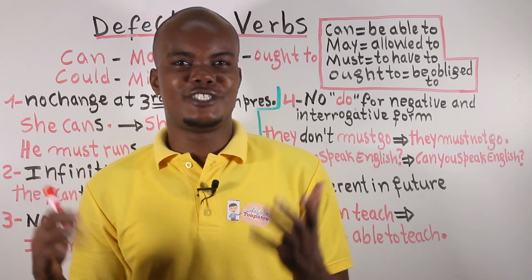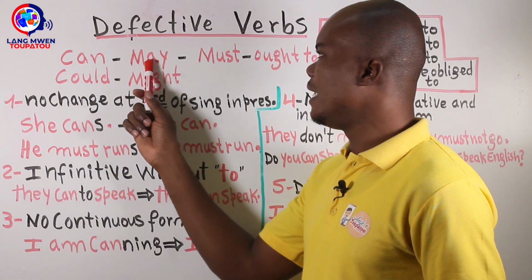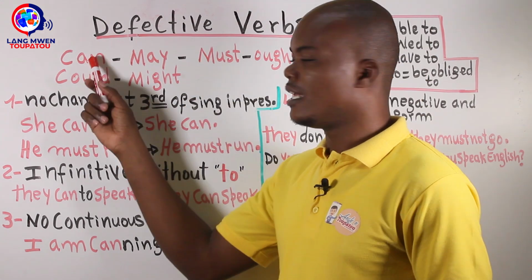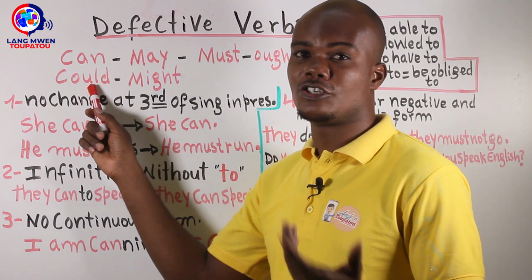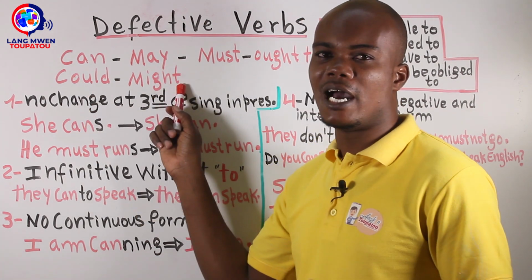Welcome back, friends, to teach you about defective verbs. Defective verbs: can, may, must, ought to, and so on. The past of can is could, or its conditional form. And for may, you say might.